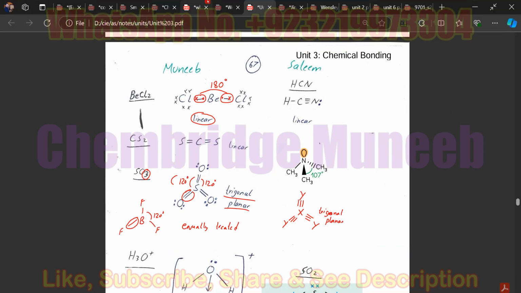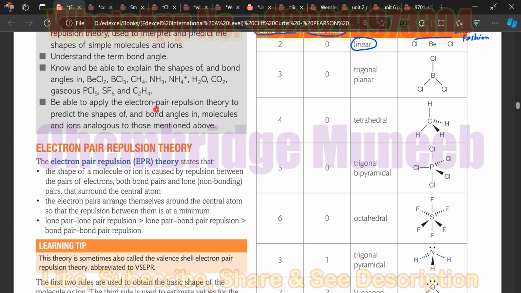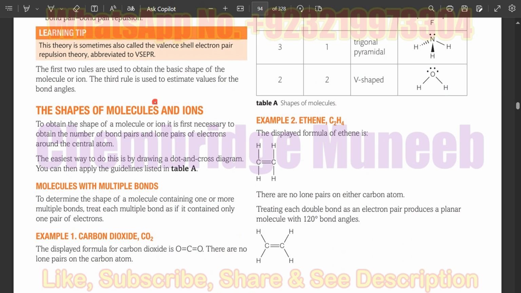So that was all about the shapes of the molecules. Any question from this portion? No. So far it's clear. All right.